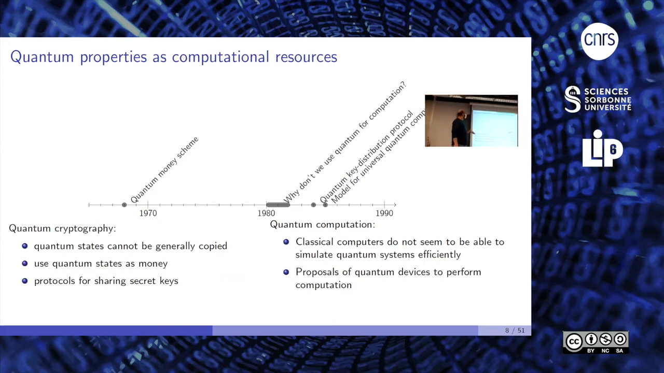A few decades later, people realized that one could also use these quantum resources, these quantum properties of matter, in order to do some sort of computation. So back in '68, Wiesner had an insight: he realized that one could use properties of quantum states that cannot be copied in such a way that you can create a scheme for having money.